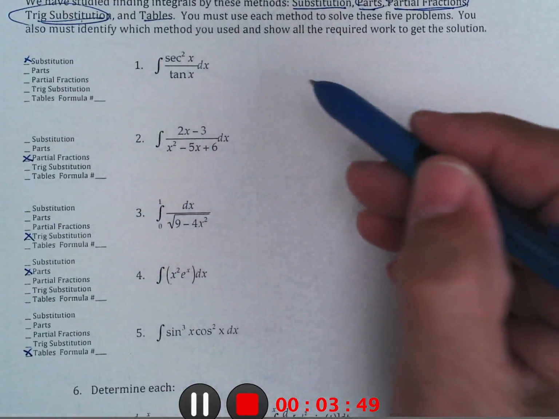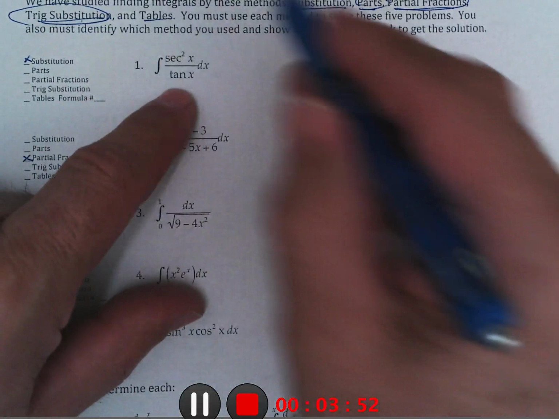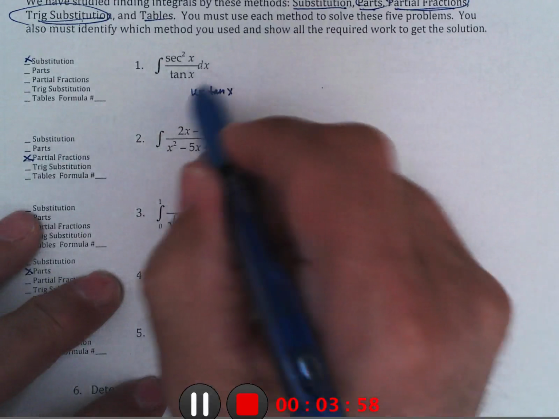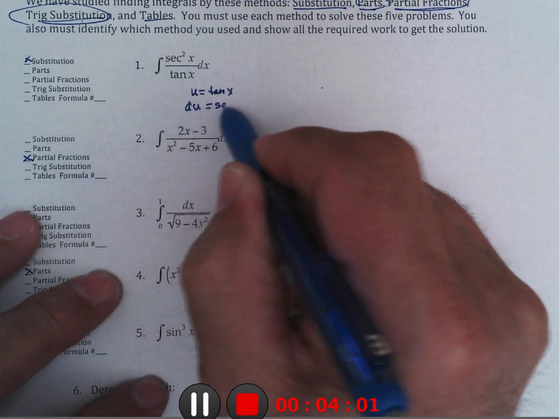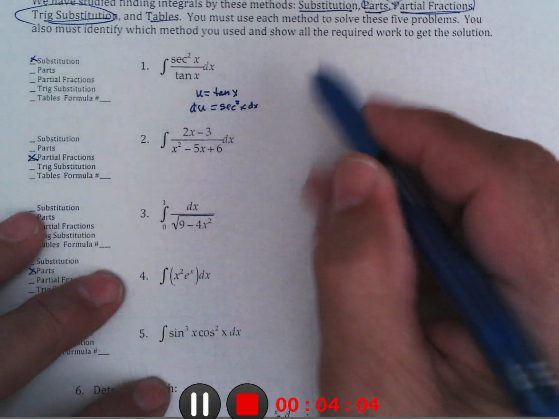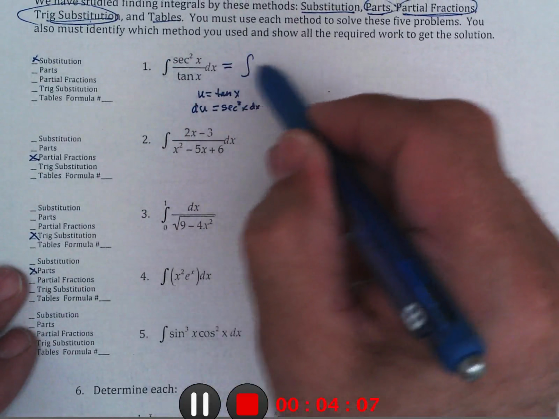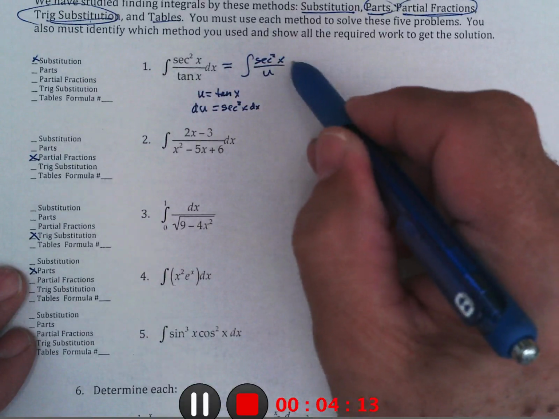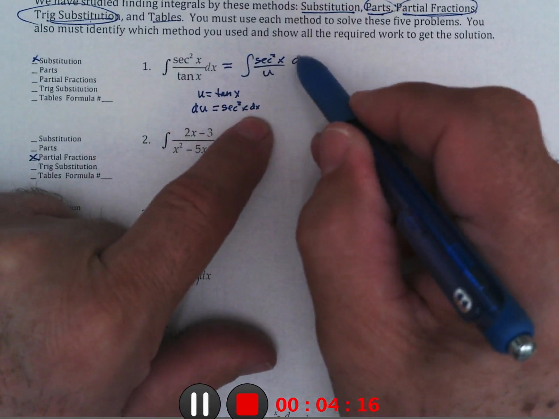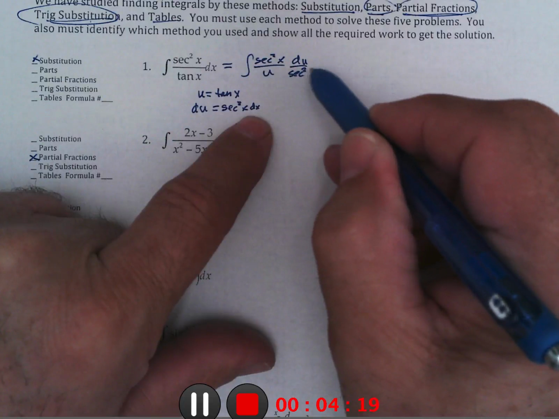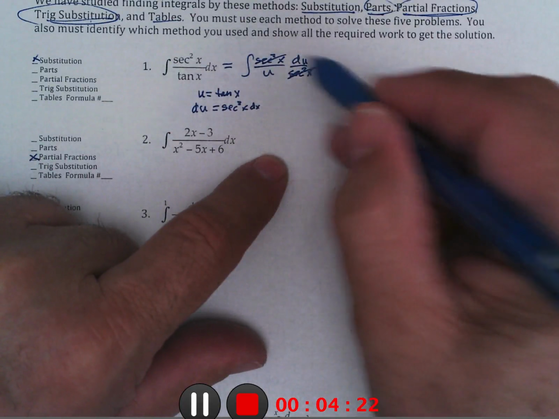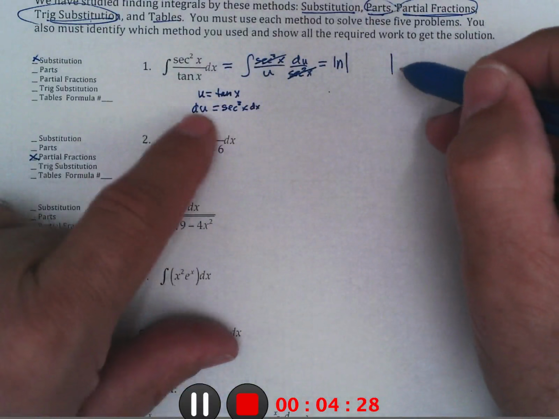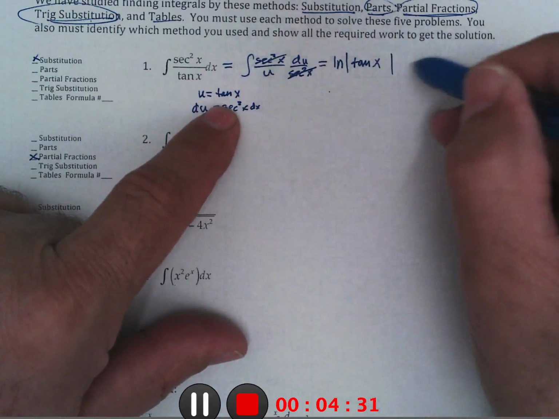So if I do substitution, on this one I would let u equal the tangent of x, du would equal secant squared x dx, and so this would become the integral of secant squared x over u, and the dx becomes du over secant squared x. The secant squareds cancel. I have 1 over u, whose antiderivative is ln of u, and u was tangent x, and I'm done with that one.